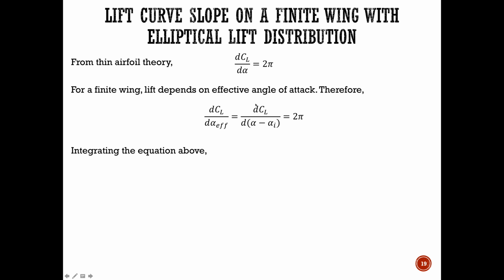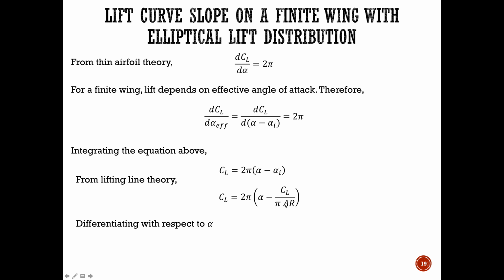So let's integrate the equation above. You integrate dCl by d alpha, with alpha minus alpha_i, times 2 pi. Once you bring this to the other side and integrate it, you'll see Cl is 2 pi times alpha minus alpha_i. From lifting line theory, we actually proved that this alpha_i is Cl by pi AR. That's what we talked about last time. Again, this is for an elliptical lift distribution, so you don't have that span efficiency e, but you'll see that will come later. So it's 2 pi times the geometric angle of attack minus the induced angle of attack.